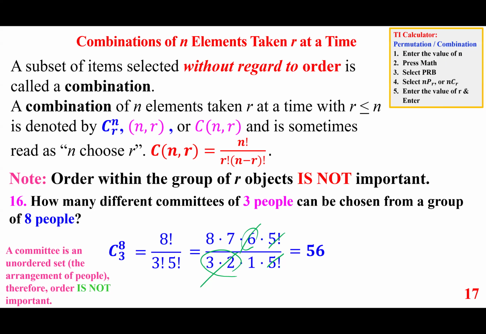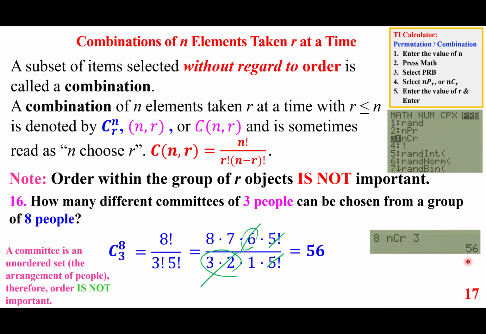Now, what if I want to use a calculator? If the numbers get involved, you can use it. On a TI calculator for permutation and combination, enter the value of n, then press math, then select PRB for probability, nPr or nCr. nPr is for permutation, and then enter the value of R. For example, we go with PRB and we go with nCr because we want a combination. And so 8 nCr 3 is 56. So that's pretty straightforward, everybody.